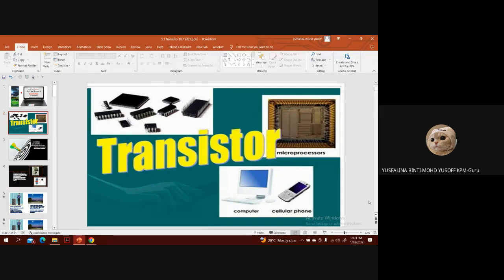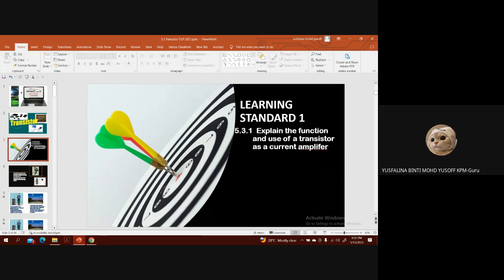But in the transistor, there are three parts that you need to combine. There are two types of transistor, PNP and NPN. PNP means semiconductor type P combined with N and then combined with P. NPN means semiconductor N type combined with P type and also N type. So we're going to learn what the function is, or how to use a transistor as a current amplifier.